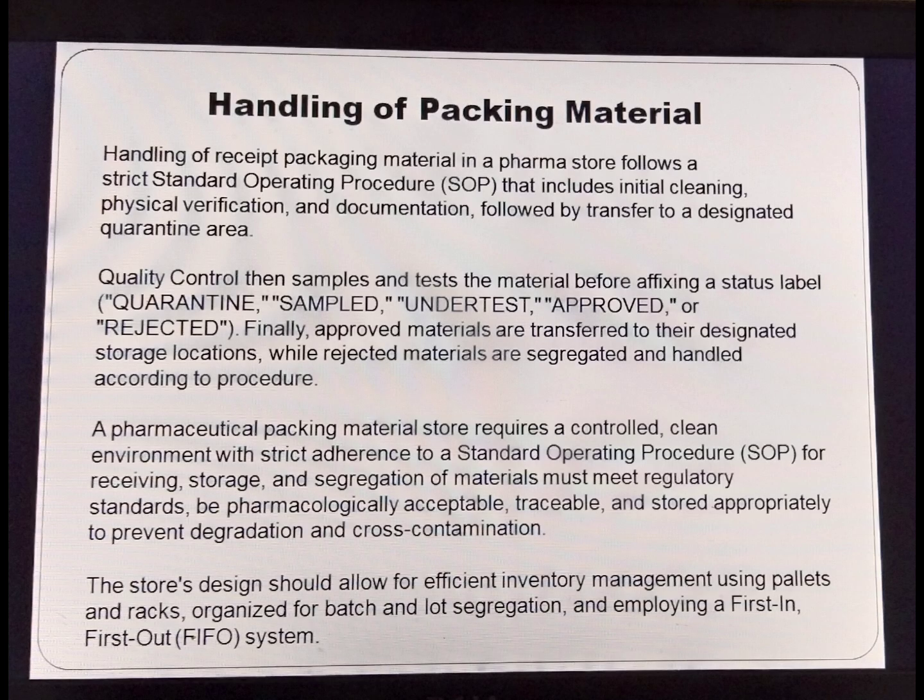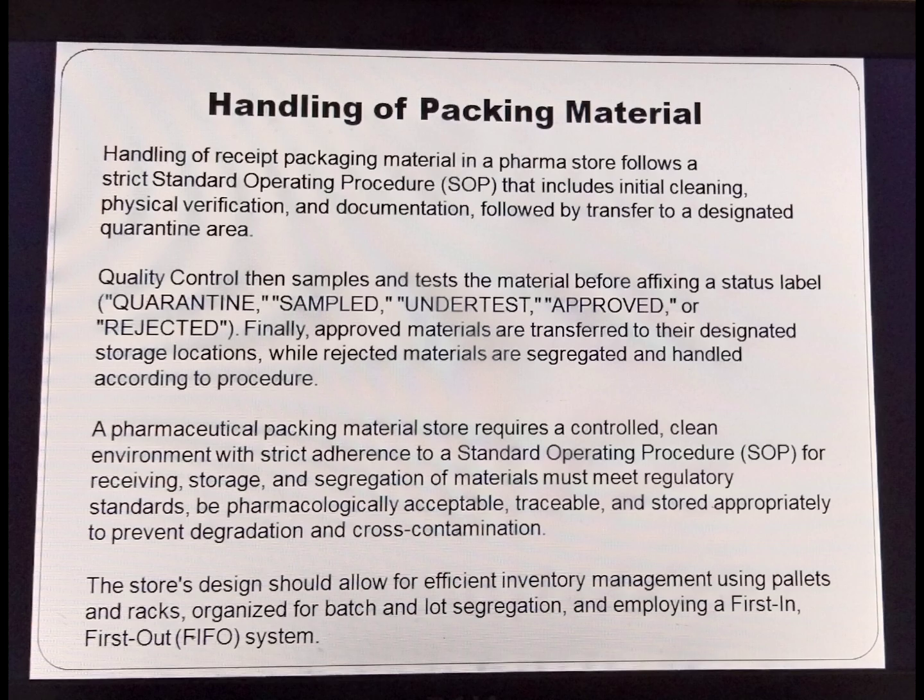Handling of received packing material in the pharma store follows a strict standard operating procedure that includes initial cleaning, physical verification, and documentation, followed by transfer to a designated quarantine area. Quality control then samples and tests the material before affixing a status label: quarantine, sampled, under test, approved or rejected. Finally, approved materials are transferred to their designated storage location, while rejected materials are segregated and handled according to procedure.